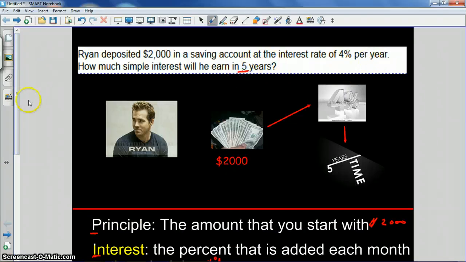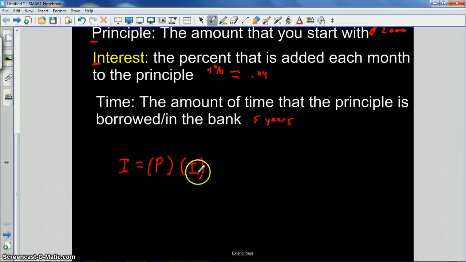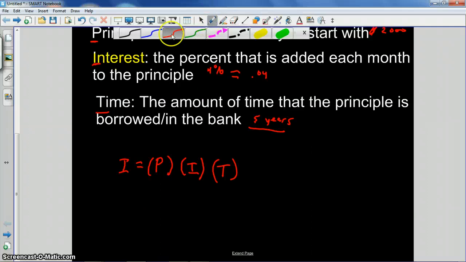But in this problem, we're dealing with 5 years. So we don't want to find just 1 year. That's the interest for 1 year. We need to do one other thing to find the interest for 5 years. We need to take all this and multiply it by the time, by t. So all we do is we take our principal, the amount we started with, multiply it by the yearly interest, and then multiply that by the amount of time that we're doing this.